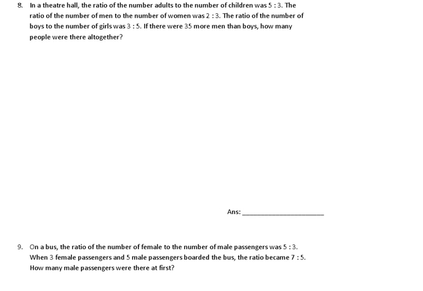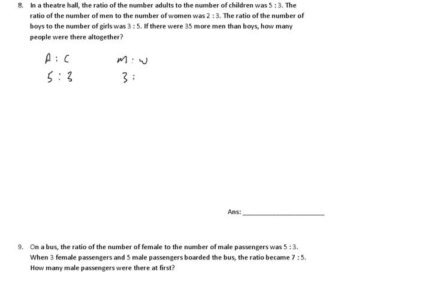Okay, in a theater hall, the ratio of the number of adults to the number of children is 5:3. Whenever they say adults, it is men and women, okay? Children is boys and girls, right? So the ratio of the number of men to women is 3:5. The ratio of the number of boys to girls is 3:5 as well. Okay? So if there are 35 more men than boys, how many people were there altogether?